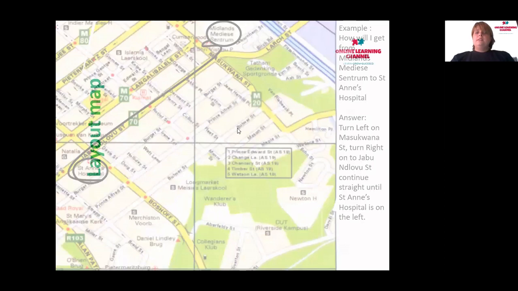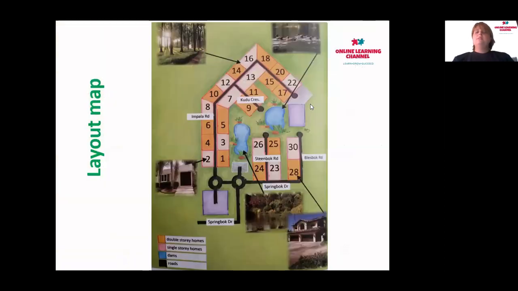Next map is a layout map. Now this is quite simple. The only thing that it shows you is the complex where you're going to stay. So let's say you're going to stay in Springbok Drive 23, then you know, oh, okay, so I have to go in here and there's the house that I'm going to stay at.